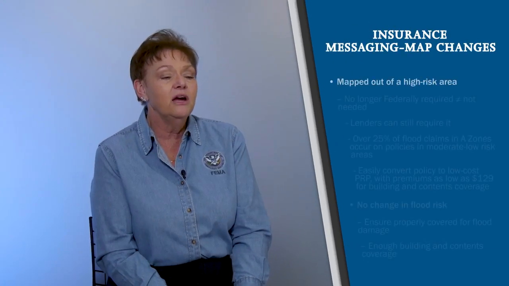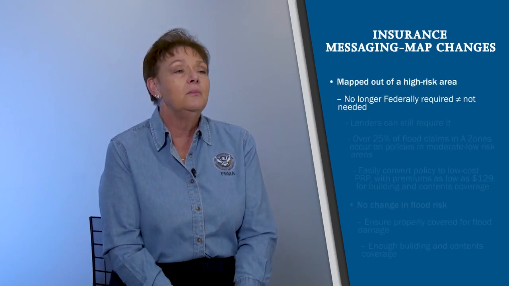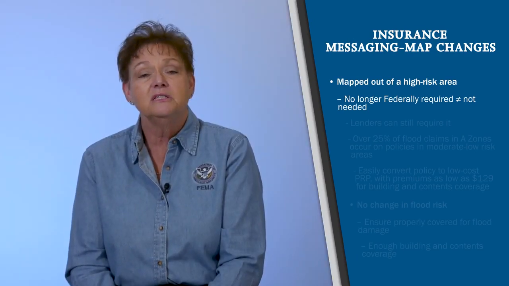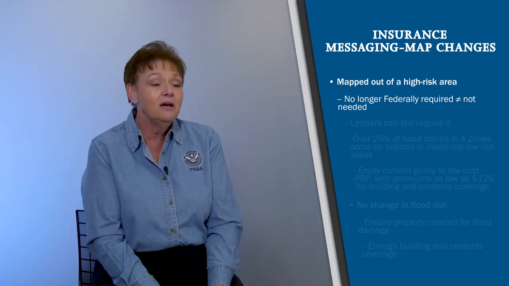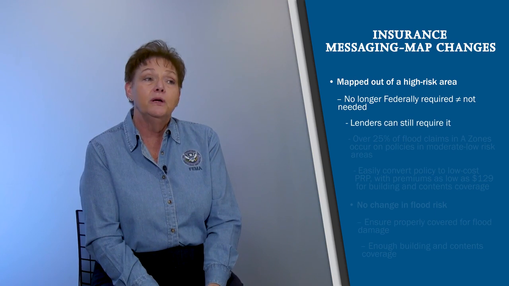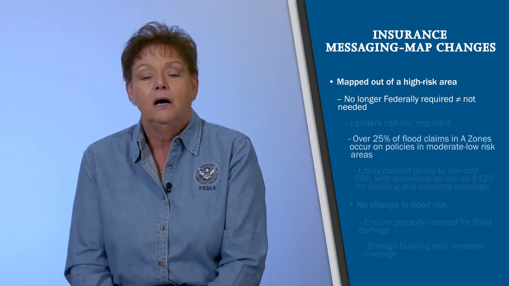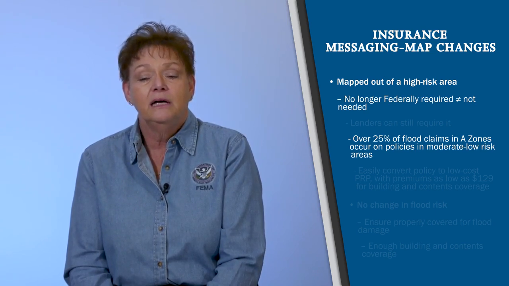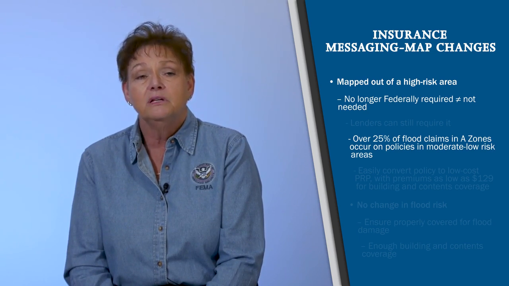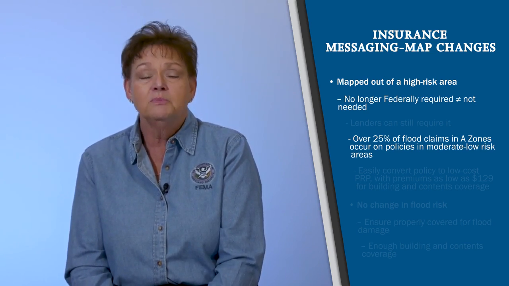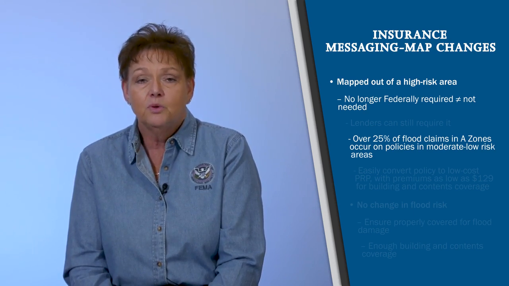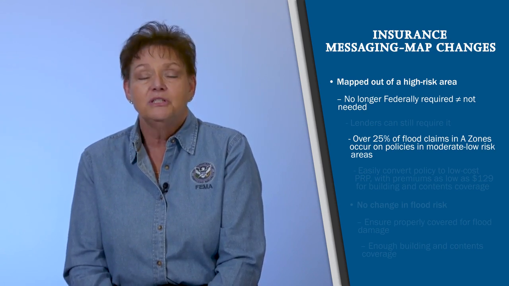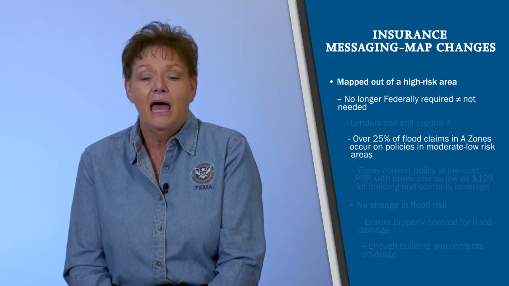Mapped outside of a high-risk area, even though the mandatory purchase has been lifted, insurance is sure needed because it's still in a flood zone. Low flood zone does not mean no flood zone. Lenders can still require it by mortgage contract. And over 25% of our claims come out of low to moderate risk areas outside the special flood hazard areas. And that number is rising as we have greater, localized storms that we don't account for in our modeling for maps. We're seeing more and more flooding occur outside of the special flood hazard area.